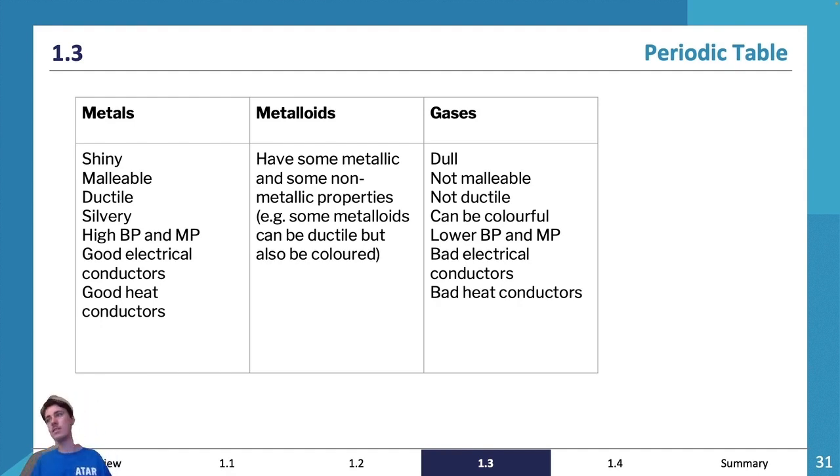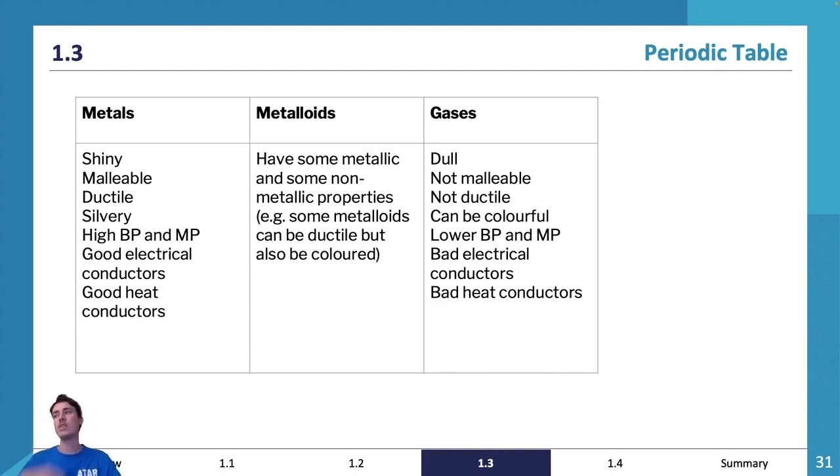Metalloids, on the other hand, have some metallic and some non-metallic properties. So some metalloids can be ductile, but also be colored, so they're not silvery and shiny. Others are a little bit different. These are metalloids. You will learn which of these are metalloids in the periodic table, don't stress.